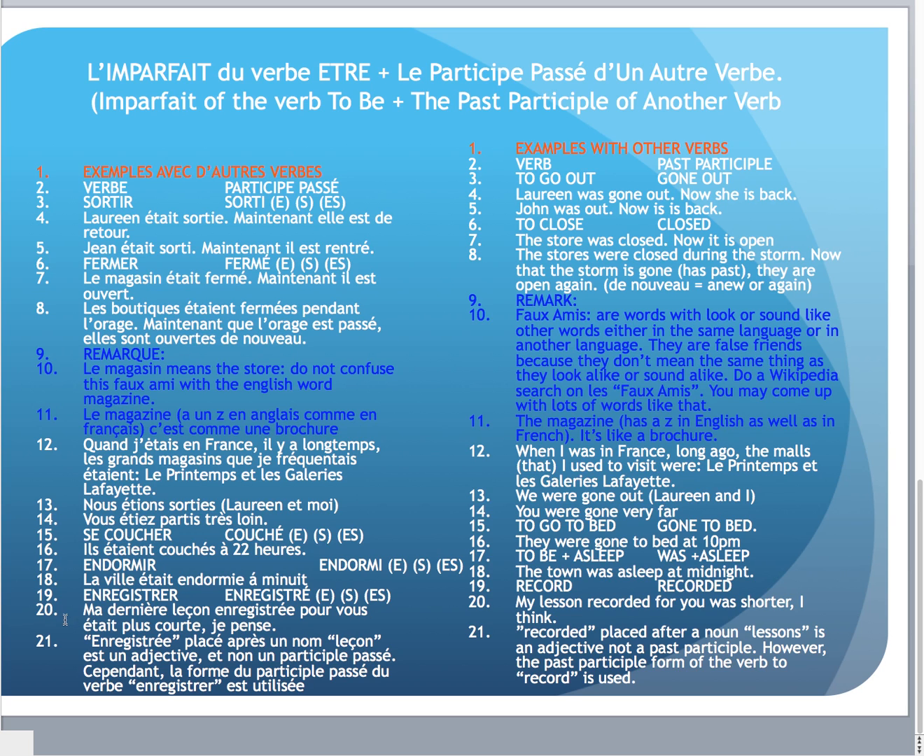Ma dernière leçon, line 20, ma dernière leçon enregistrée pour vous était plus courte, je pense. Line 20, right, my lesson recorded for you was shorter, I think. Line 21, left column, enregistré, placé après un nom, leçon, est un adjectif et non pas un participe passé. Cependant, la forme du participe passé du verbe enregistrer est utilisée. Recorded, placed after a noun, lesson, is an adjective, not a past participle. However, the past participle form of the verb to record is used.